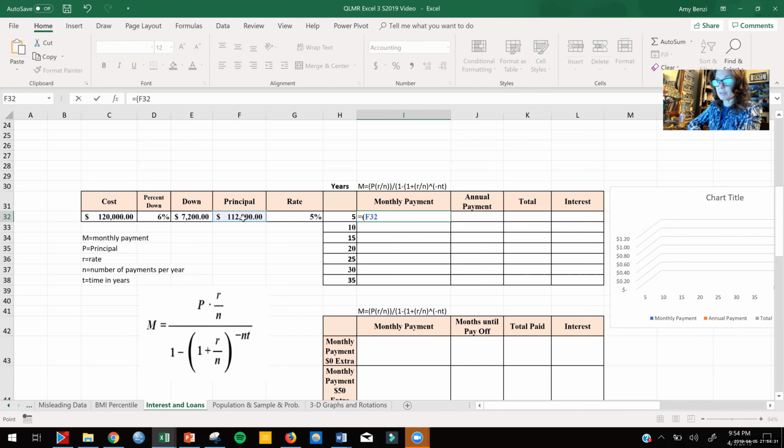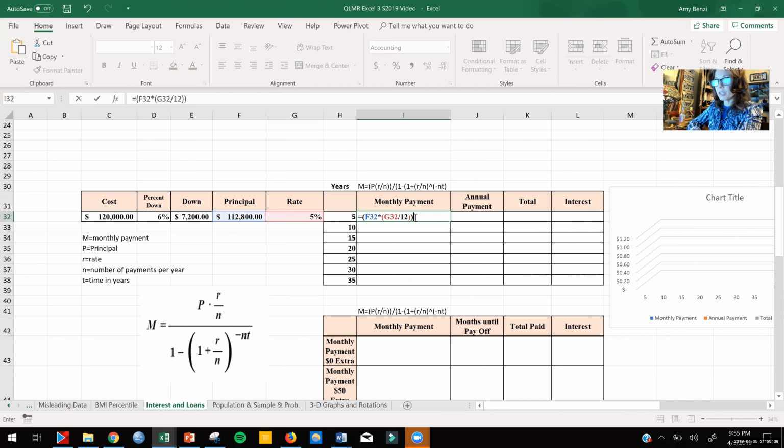The principal amount times the rate divided by the number of payments per year. How many payments per year do we usually make on a house? Don't we usually pay monthly? You might have some weird arrangement where you pay quarterly, but not usually. It's usually monthly, so that number will be 12. We're all going to make that number 12. And that's our entire numerator.